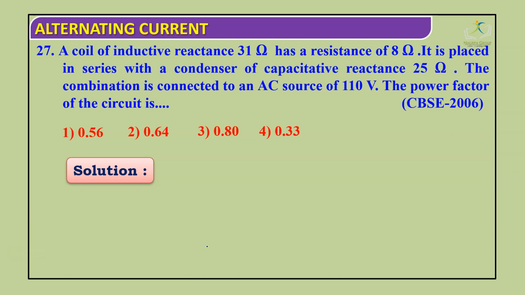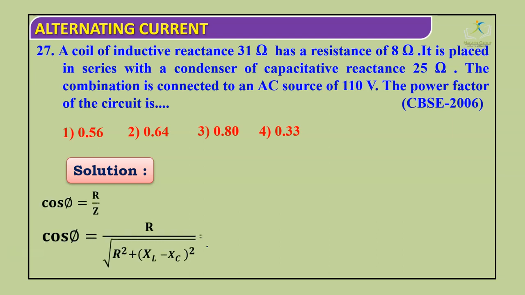Solution which we have: cos phi is equal to R by Z, cos phi is equal to R by under root R square plus (XL minus XC) whole square, which gives the answer 0.80, which is option number 3.